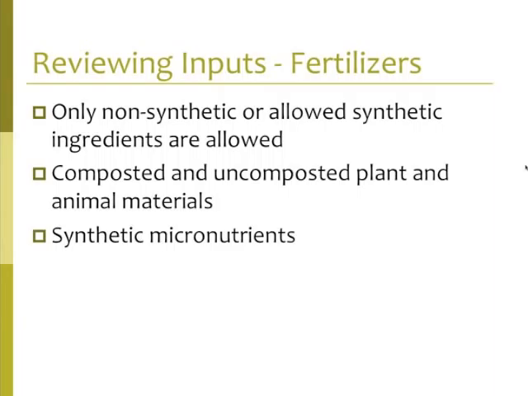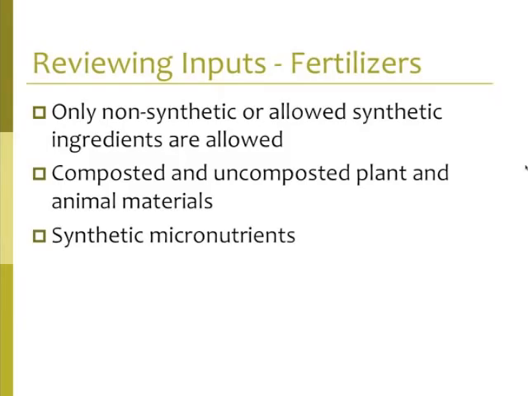We discussed earlier that with inputs they have to be all non-synthetic ingredients or synthetic ingredients that are specifically allowed by the regulation. And there's also some restrictions on fertilizers. For example, uncomposted animal manure is restricted if you're growing crops for human consumption. It has to be applied at least 120 days prior to the harvest of the crop, or it has to be applied 90 days prior to the harvest if the crop does not have any contact with soil particles.